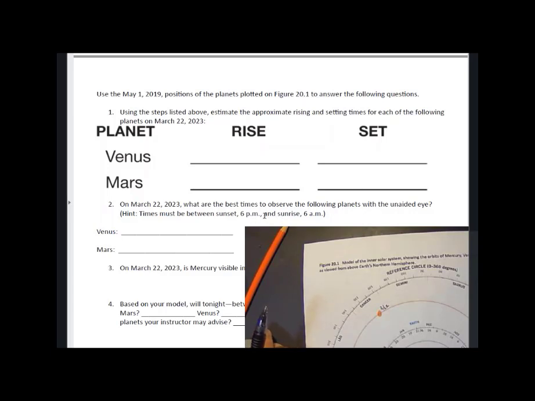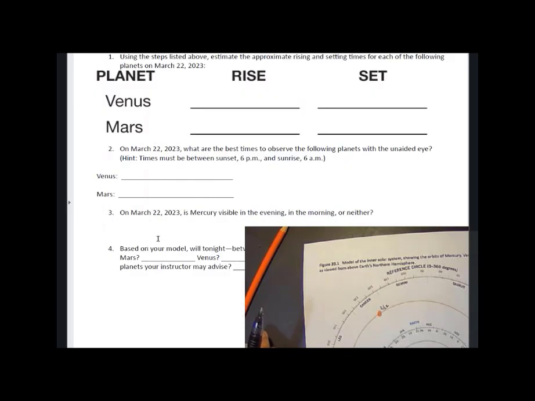So on March 22nd, what are the best times to observe the following planets? Mars, we should see from maybe 8 to 10 p.m. would be a good time to see it. And now, based on how I just showed you, you want to do the same idea for Mercury.